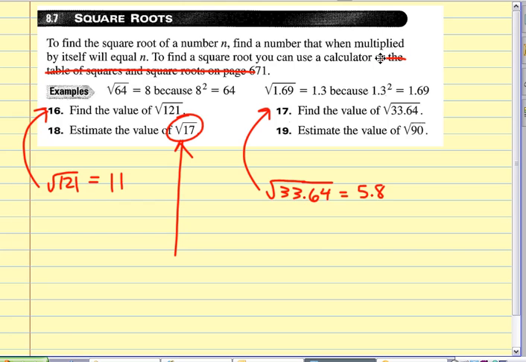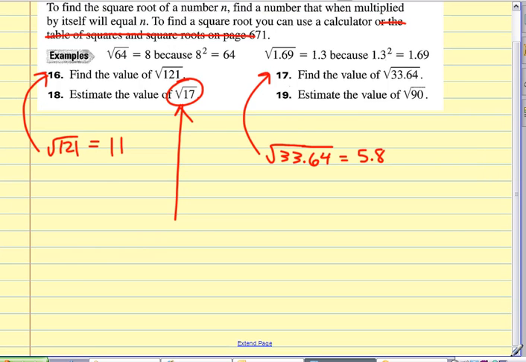Let's see. Grayson, what do you think it is about? Grayson says about 4.1 or 4.2. That's his guess. And here's why he guessed that. He knows that the square root of 16 is equal to 4 because he knows his times tables. He knows that the square root of 25 is equal to 5. So he knows that the square root of 17 is closer to 16 than it is to 25. So the square root of 17 is closer to 4 than it is to 5.